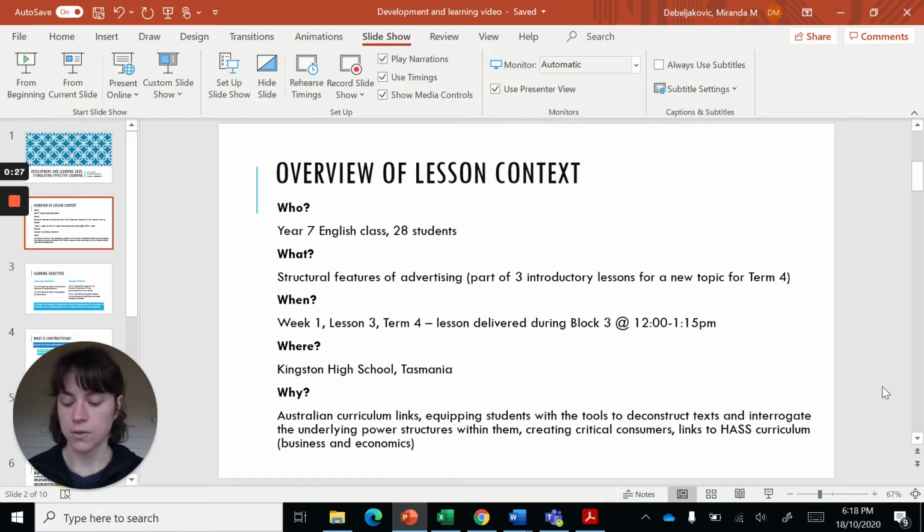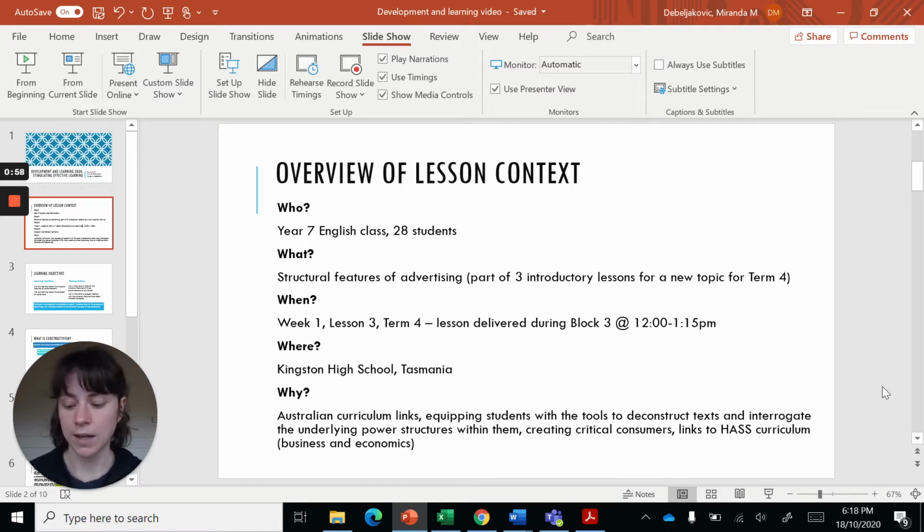There are 28 students in the class, and this lesson was the last one in the introductory week to the advertising unit, which is a new topic this term. The first 2 lessons preceding this had introduced students to the topic of advertising and elicited any prior knowledge about the subject. The students were introduced to the 2 main purposes of advertising, and they had the opportunity to practice identifying the purpose and target audience of a series of print advertisements.